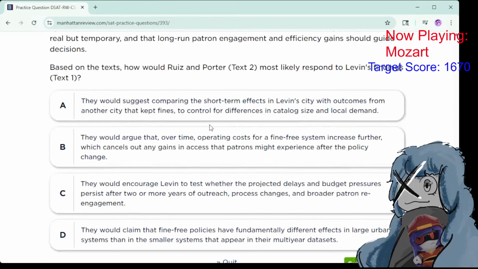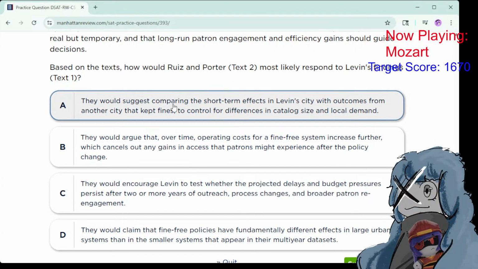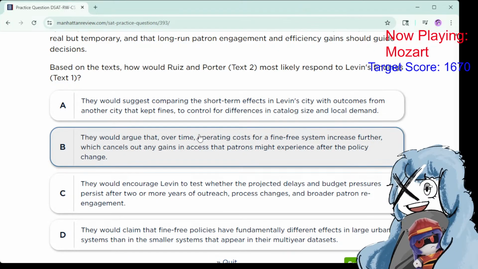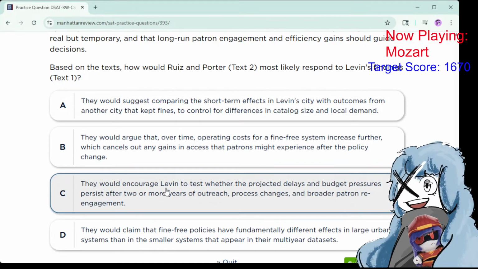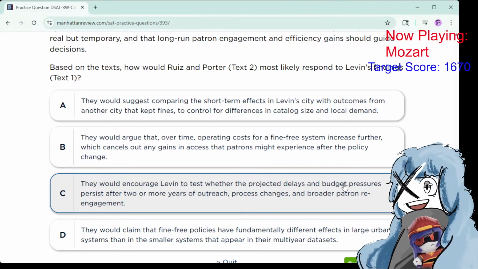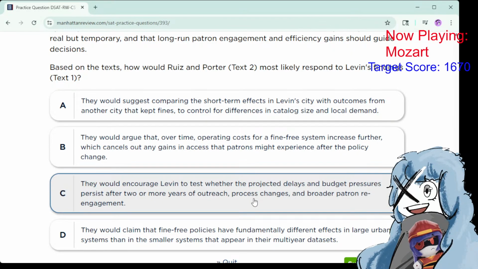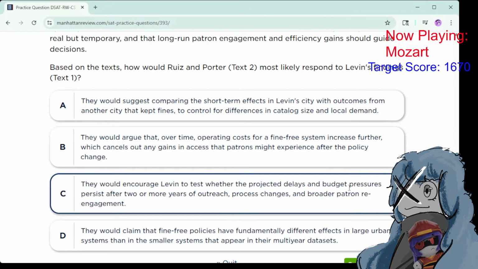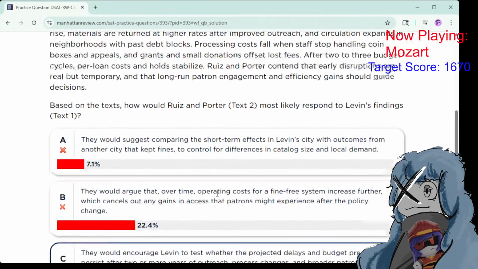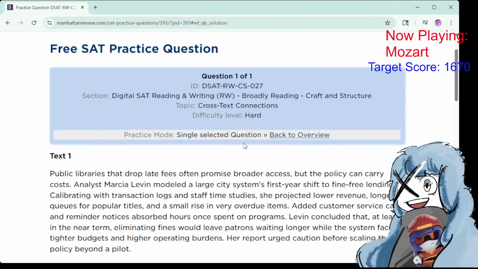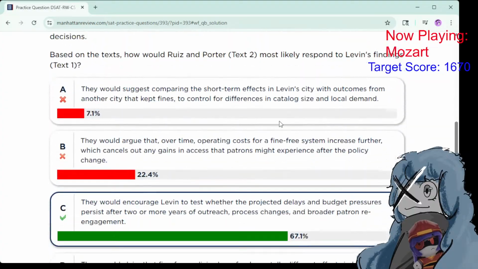You know how it was? It's the same as the bus one. Short-term bad, long-term good. They also suggest comparing short-term effects in Levin's city with outcomes from the city. No. They will argue that over time, operating costs for a fine-free system increase further, which cancels any gains. No. They will encourage Levin to test whether the projected delays and budget restrictions persist after two or more years. Easy. These are the same ones. You can repeat the same wording too. These are too easy.